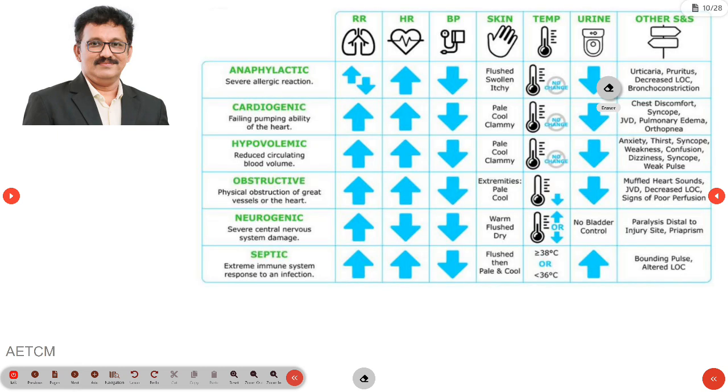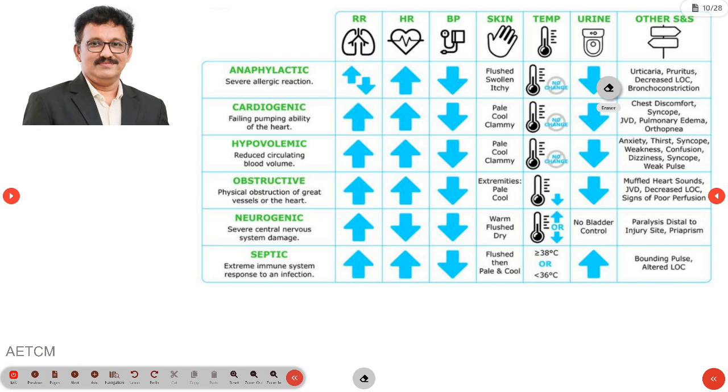Now, these are the different types of shock. I am not going into the details. We have already explained what happens in each type of shock. You can see here, this picture will clearly tell you what happens in each type of shock. Just as an example, we will take cardiogenic shock. Respiratory rate increases. In every type of shock it is going to increase except in anaphylactic shock.